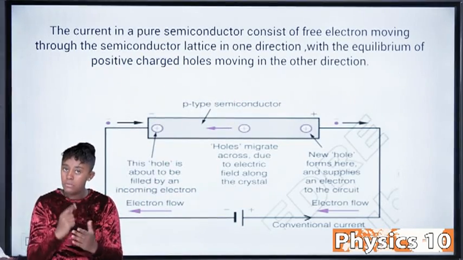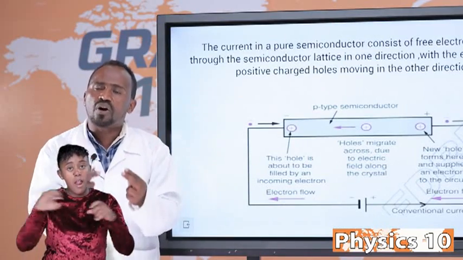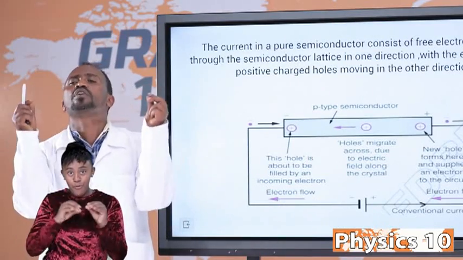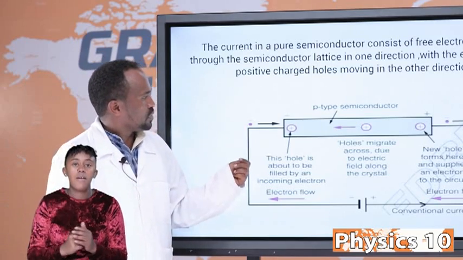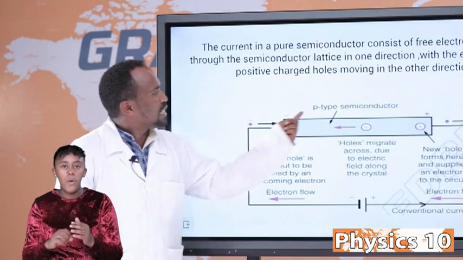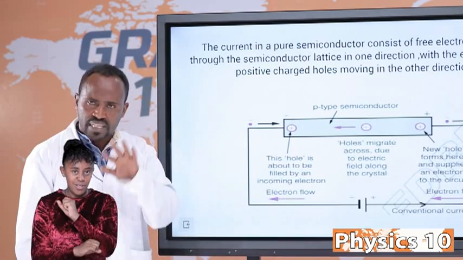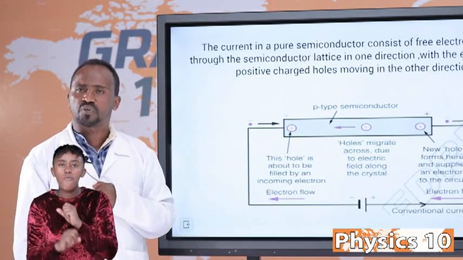Look at this one. We say that an electron and a hole move in opposite directions. There is the electron, and there is a positive hole. A P-type semiconductor is formed. We will see later how a P-type semiconductor is formed.